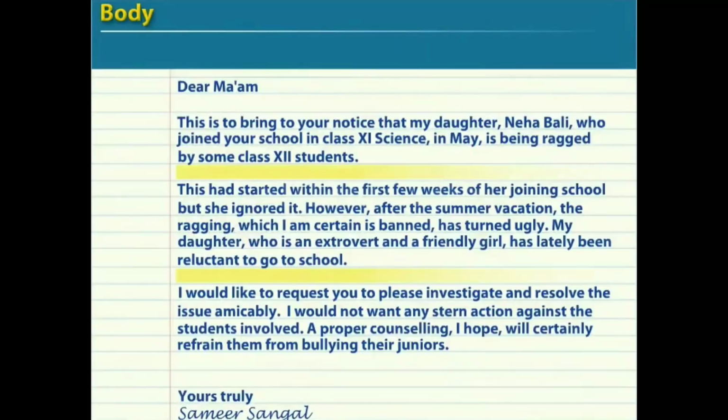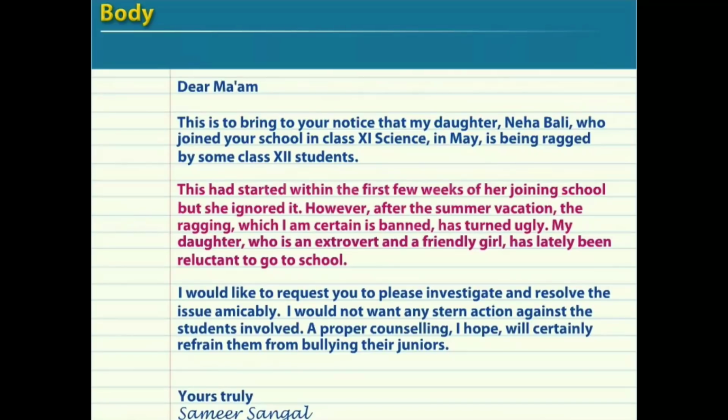Leave a line between the 3 paragraphs. The first paragraph states the objective of writing the letter. State the objective in a polite and lucid manner. In the second paragraph, mention the specifics of the topic, the nature of the problem, details of the request or suggestion, or even appreciation of a function or a school or college magazine.